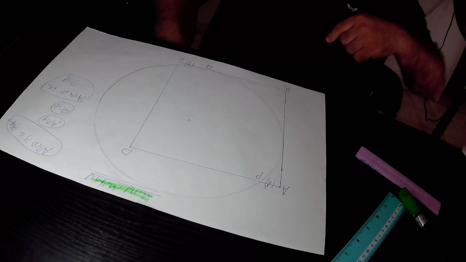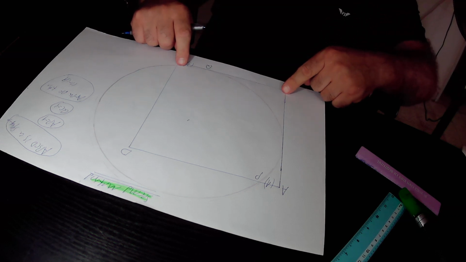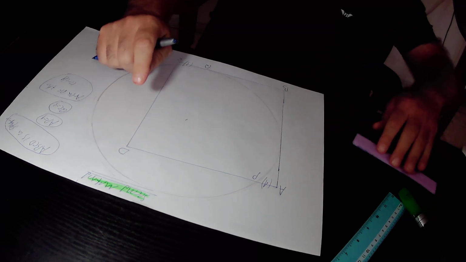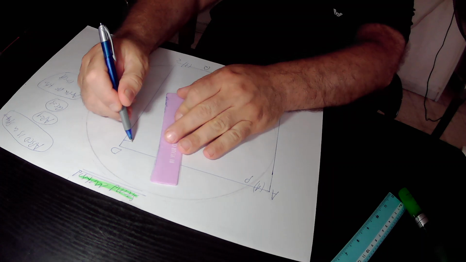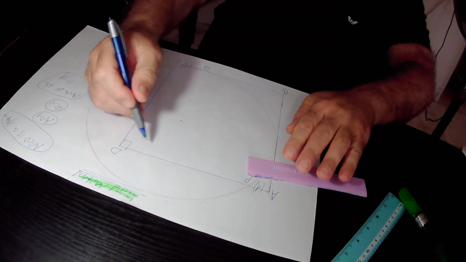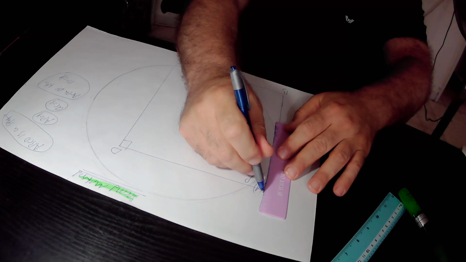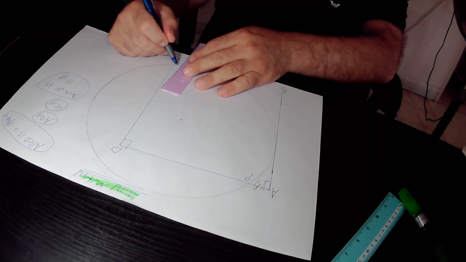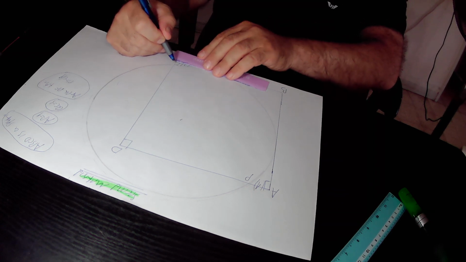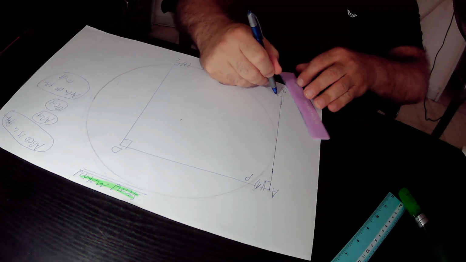So first of all, you know that all the angles inside square ABCD are right angles. So those 4 angles are all right angles. So this is a right angle. This is also a right angle. This is a right angle. And finally, this is also a right angle.